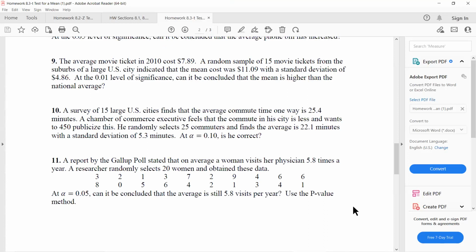Can it be concluded that the average is still 5.8? Right. So we're claiming that it's equal, right? So we're going to say mu equals 5.8. That means that this happens to be my H0 this time. This is a little bit not new, but it's been uncommon.